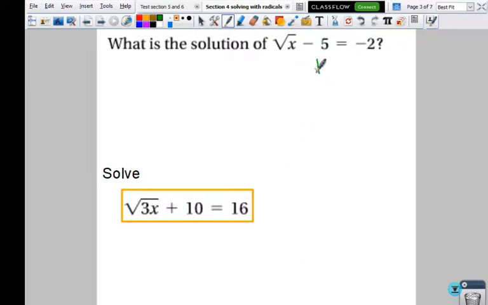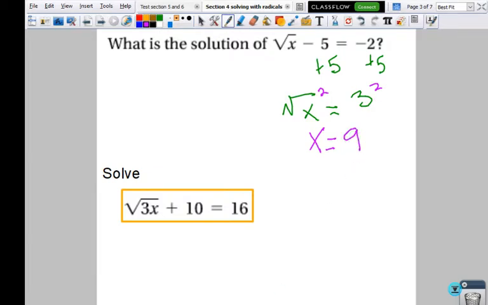Plus 5. Yep. So we're going to plus 5 on both sides, and I get square root of x equals 3, because negative 2 plus 5 is 3. How do I get rid of the square root? Square it, right? That's the opposite. So I'm going to get x equals 3 squared, which is 9.